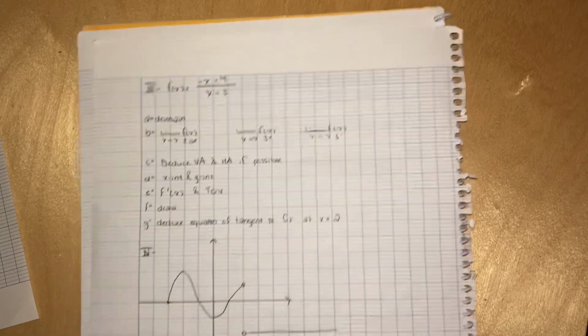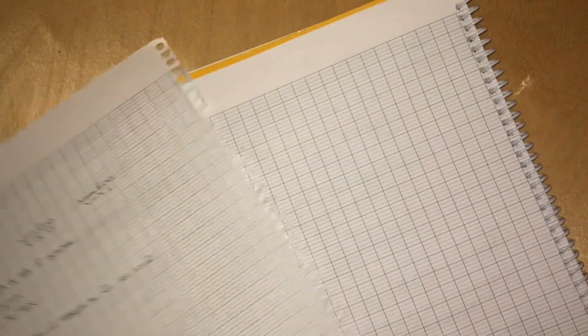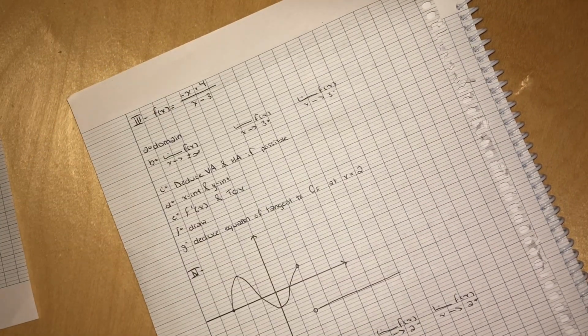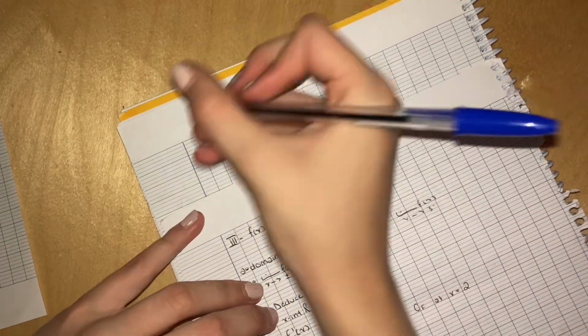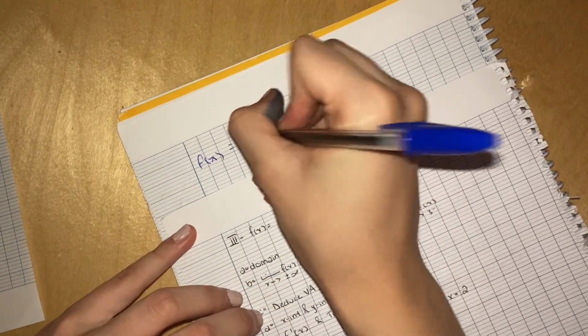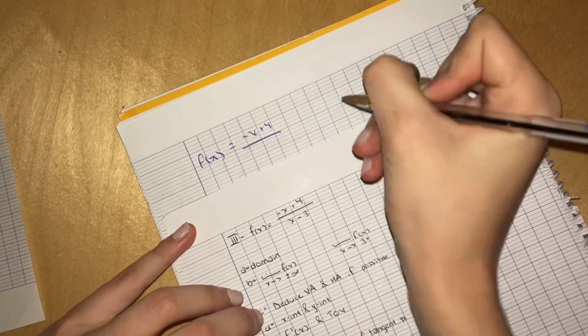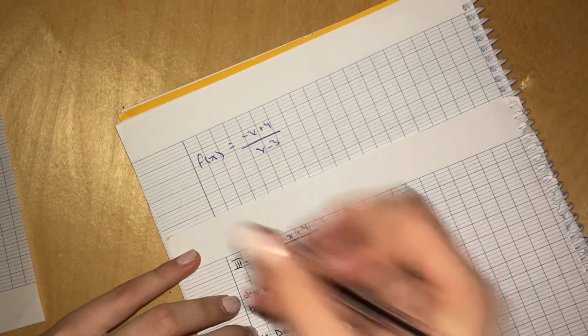Take a minute, read it. If you want to try and solve it, feel free to. All right, if you've solved it, good job. If not, then feel free to work on it with me. So they gave us the function f of x is equal to minus x plus 4 over x minus 3. First of all, we need to find the domain.